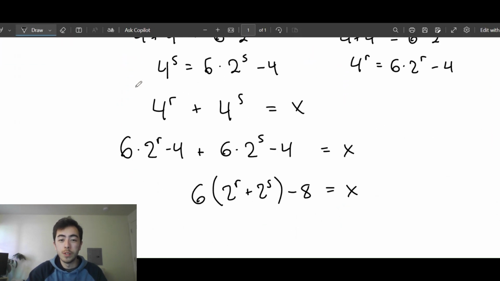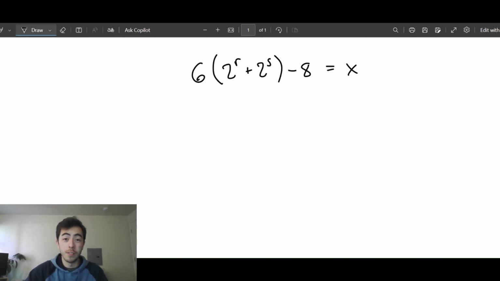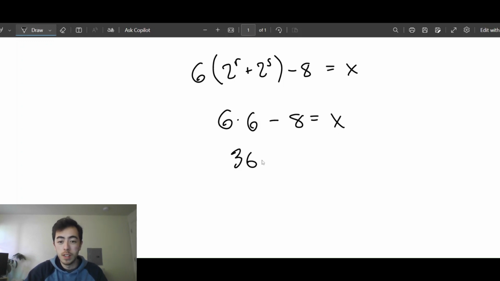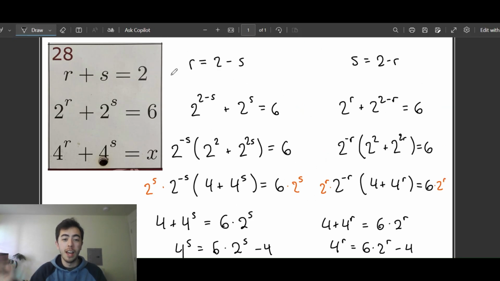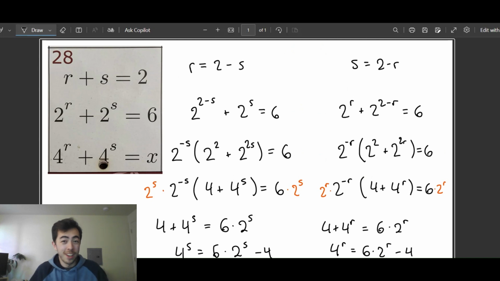So I could substitute out that whole expression. I don't even know what r or s is, but I do know I can do 6 times 6 minus 8, and I will get x for today. 6 times 6 is 36, and then 36 minus 8 does give me 28. Wonderful. Cool. So x is 28. That's today's date. And I have no clue what r and s are.